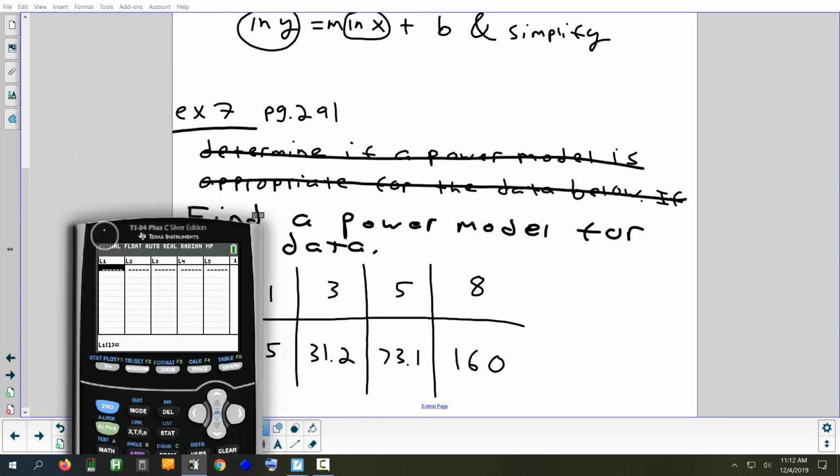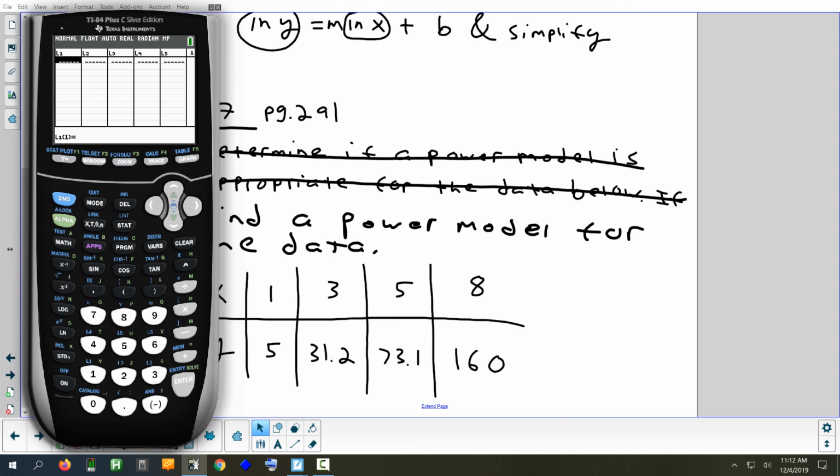Now, what you want to do is put the X's in L1. 1, 3, I'm just hitting enter each time. Just like that. 1, 3, 5, 8. It's easy to do all the X values first because that's how the cursor moves. It just goes right down the column.